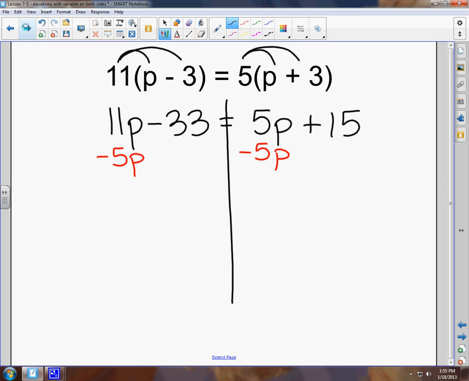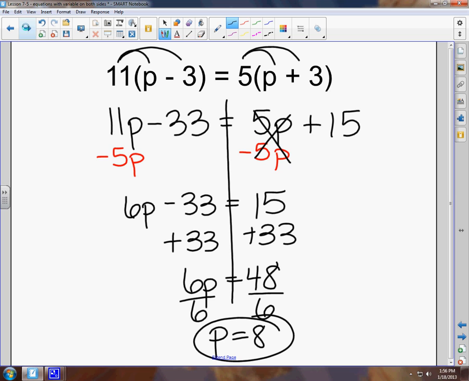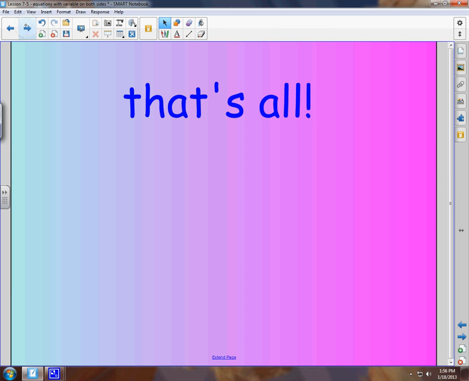It doesn't matter as long as you do this addition and subtraction properly, like the p's from the p's and the numbers from the numbers. So they cancel out. This becomes 6p minus 33 equals 15. And then I'm going to add 33 to both sides. So 6p equals 48. And then I divide by 6. So 6 times 8 is 48. So that is it for your notes.